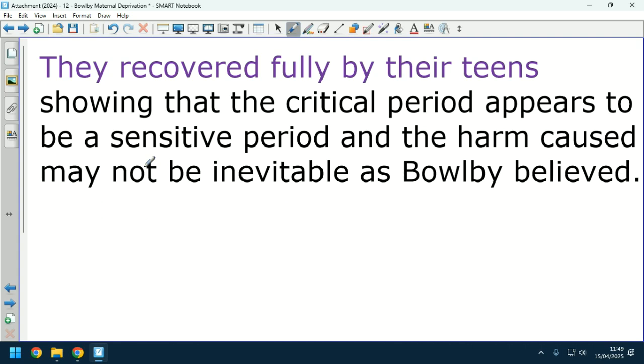But they were then fully recovered and rescued and taken into care. Apparently, two lovely sisters looked after them, and they actually make a full recovery. And so it is possible that the critical period may not be as critical as Bowlby suggested, and that maybe it's not inevitable that the damage will happen. So if you can have some kind of emotional care within that sensitive period, perhaps the outcome is positive.